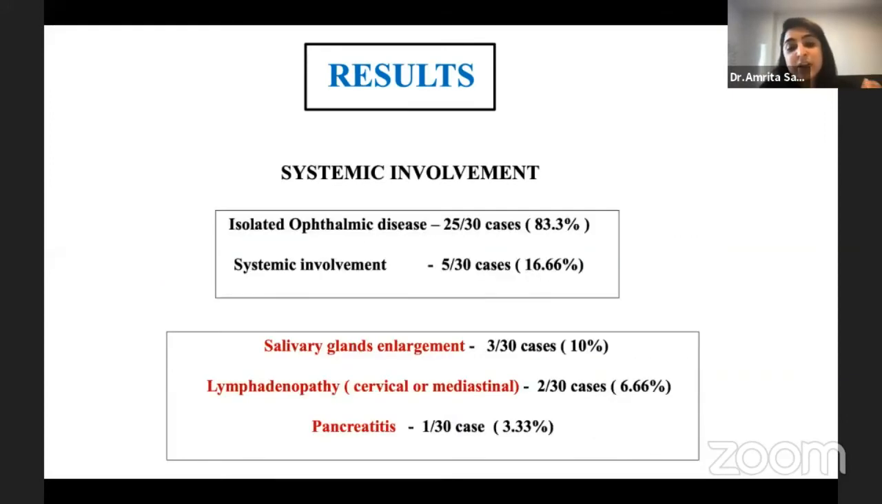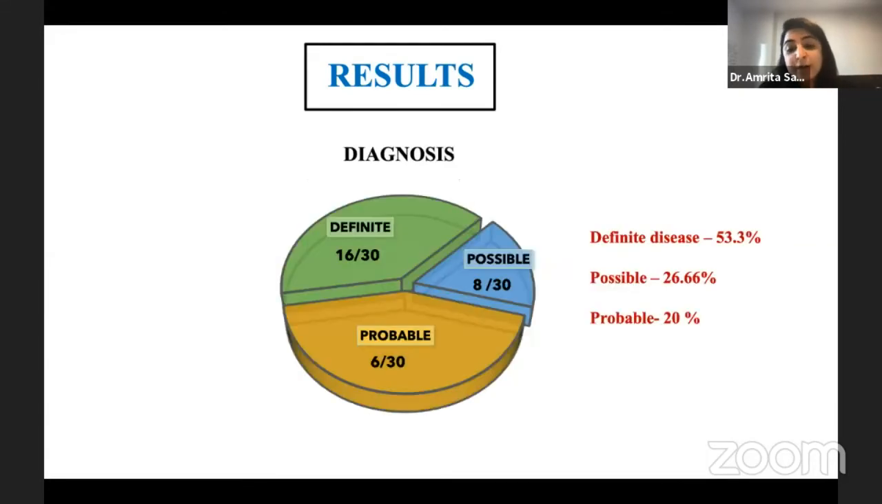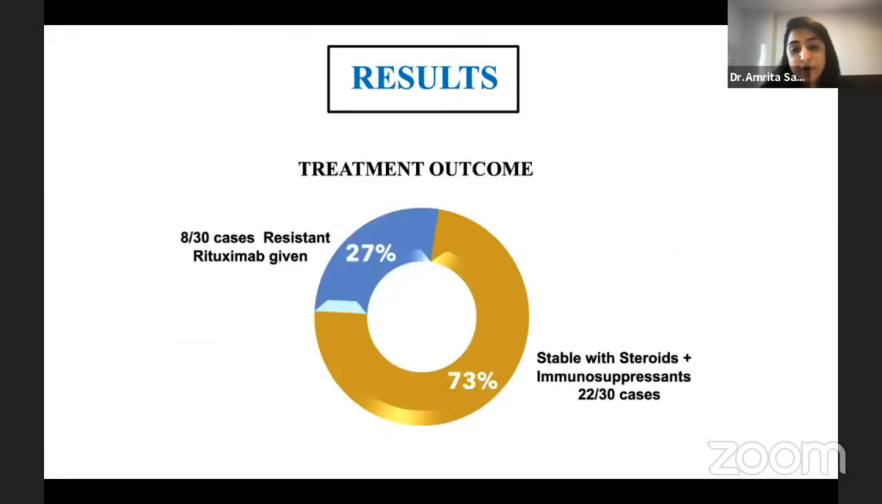83% of the patients had isolated ophthalmic disease, and 16% had systemic involvement. Definite disease patients were 16 out of 30, the maximum number. 8 patients were possible IgG4 and 6 were probable IgG4. And 73% had a good outcome with the regular treatment, and 8 had to be given rituximab.